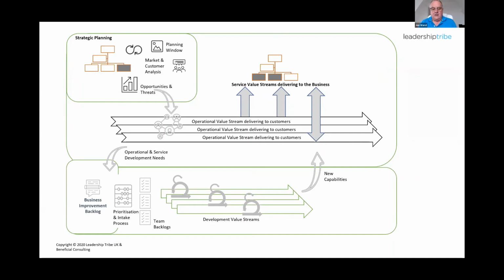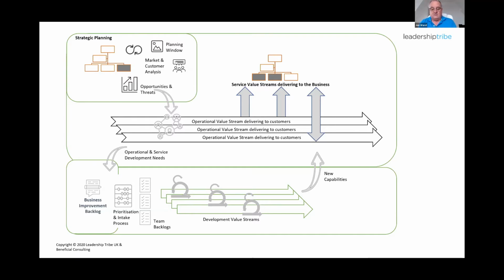Now, in the bottom panel of this diagram, we've got our IT or development value streams. What happens is that the operational value stream says, you know what, we would like to be able to get more information on a customer. That operational need becomes a development need and goes into the business improvement backlog, which you've got on the left hand side. There's a demand intake process, the team backlog, and then the development value streams actually use Scrum, which I've indicated by the curly arrow, as everybody knows.